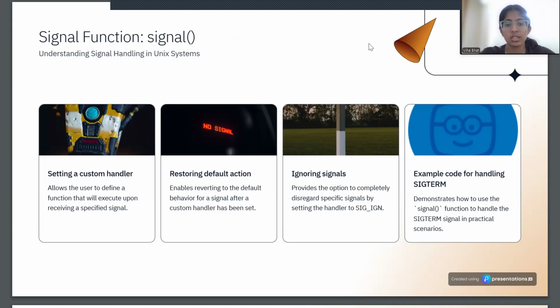Next is ignoring signals. This provides the option to completely disregard specific signals by setting the handler to SIG_IGN. Next is an example for handling SIGTERM. It demonstrates how to use the signal function to handle SIGTERM signals in practical scenarios.